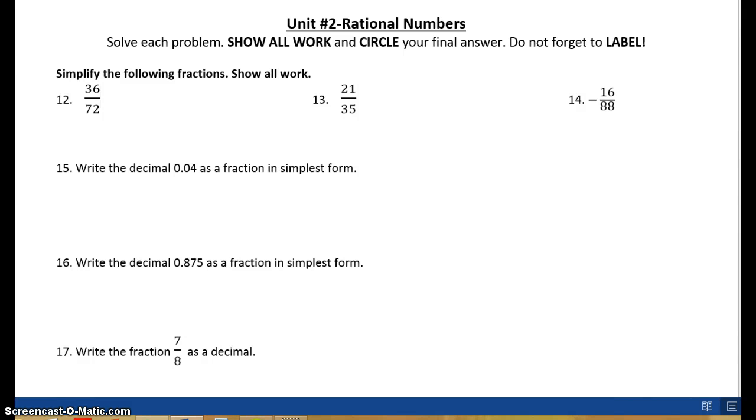Our next section in our unit review, semester review guide, is simplifying the following fractions, making sure we show all of our work and circling our final answers. So 12, 13, and 14 are all fractions that we want to simplify. Make sure we write it in simplest form. And when you are simplifying on homework, on tests, or on your final, make sure you show me exactly what you are dividing both your numerator and denominator by to simplify.